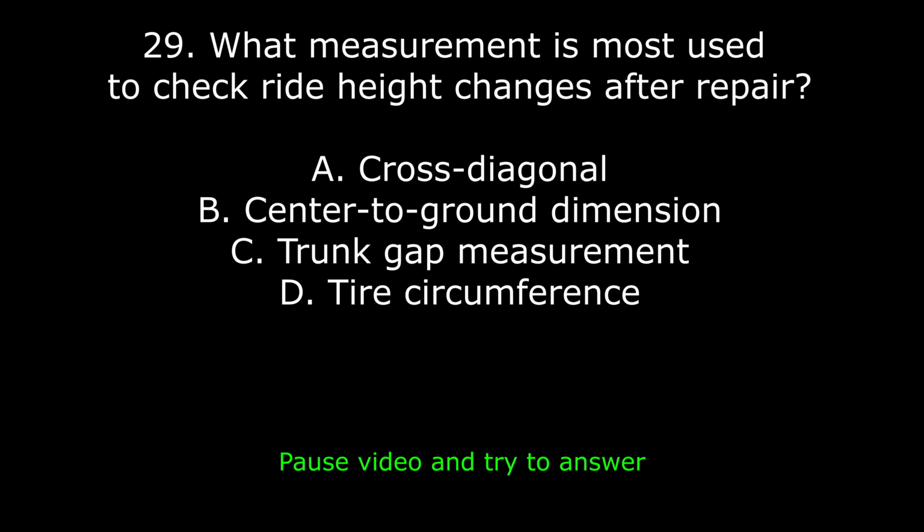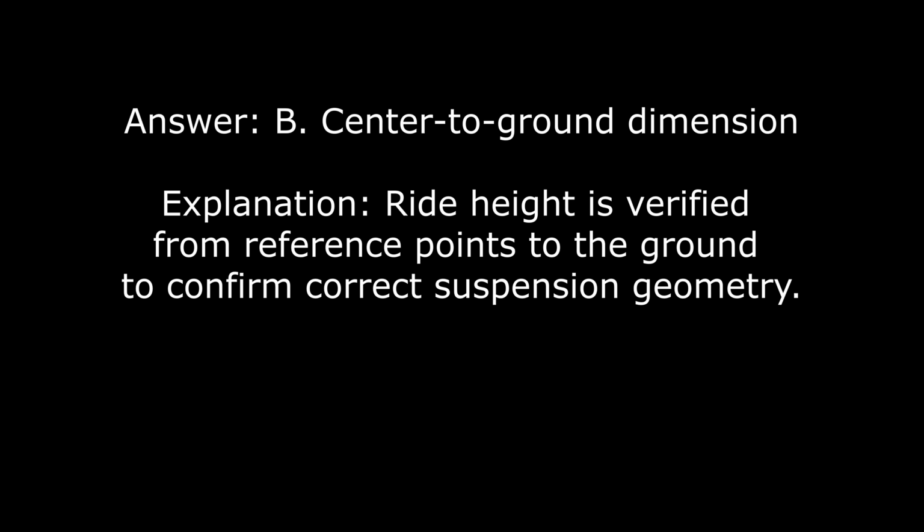29. What measurement is most used to check ride height changes after repair? A. Cross diagonal. B. Center to ground dimension. C. Trunk gap measurement. D. Tire circumference. Answer: B. Center to ground dimension. Explanation: ride height is verified from reference points to the ground to confirm correct suspension geometry.